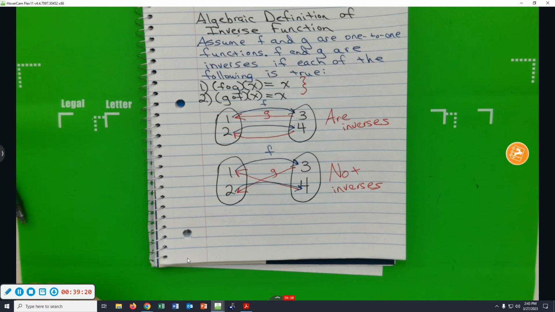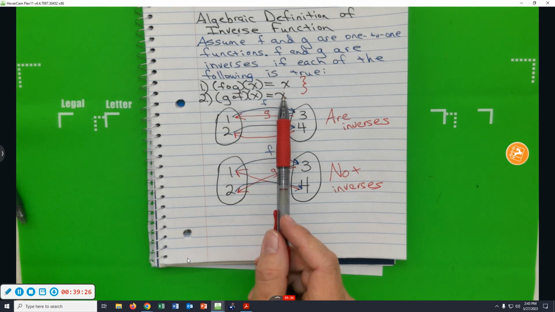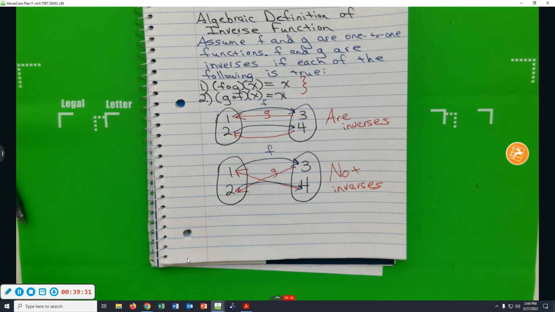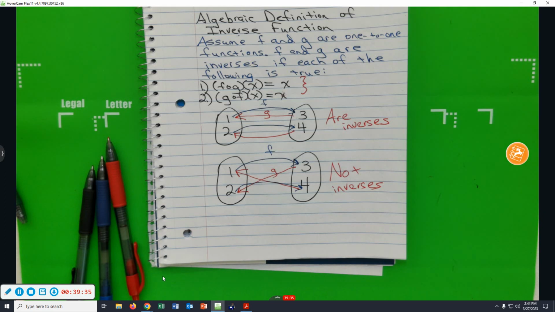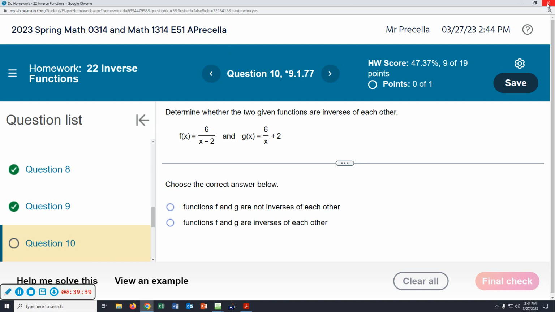So if they give you two functions and they tell you to decide if they're inverses, find their compositions. If both of them reduce to x, then they are inverses. And we saw some problems like that. We saw some problems in the assignment before this one. Do you remember we were looking at composition?